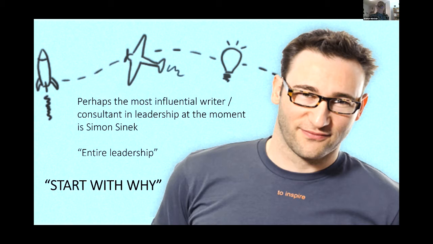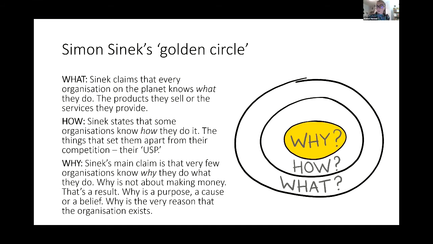And his approach is called inspirational leadership. His theory is called the golden circle. And the golden circle is essentially he says that every organization on the planet knows what they do, the products they sell or the services they provide. He's talking about organizations. He says some organizations know how they do it, the things that set them apart from their competition, their unique selling point.